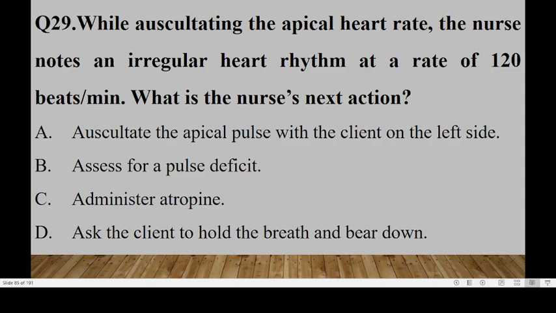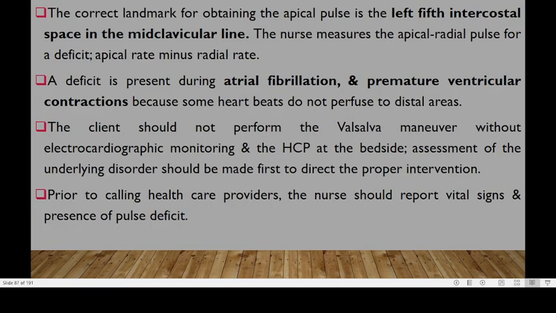While auscultating the apical heart rate, the nurse notes an irregular heart rhythm at the rate of 120 beats per minute. What should the nurse's next action be? You need to assess the pulse deficit. Now, the correct landmark for obtaining an apical pulse is the left fifth intercostal space in the mid-clavicular line. The nurse measures the apical-radial pulse for a deficit. This is the apical rate minus the radial rate.